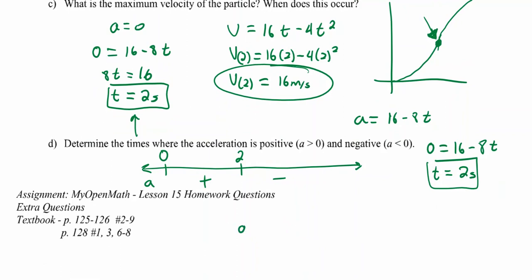That's probably good enough, but we could also do it right and say that a is greater than 0 when t is greater than or equal to 0 seconds and less than 2 seconds. A is less than 0, or negative, where t is greater than 2 seconds. We also could have done this in interval notation. I was just changing it up on you, just because. So that's it.